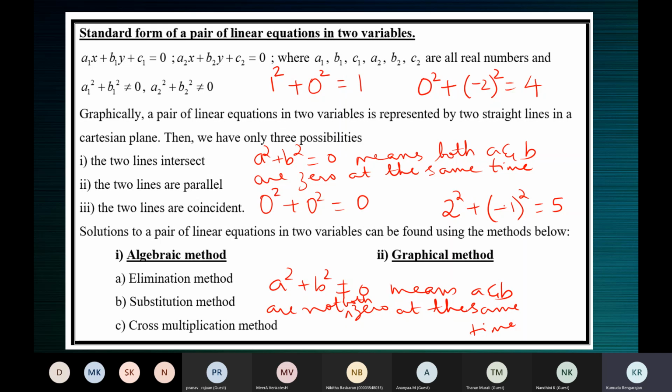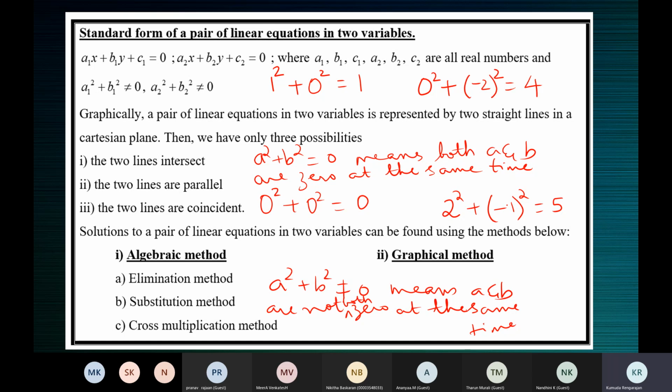When will the value be 0? When will a square plus b square be 0? Only when both of them are 0. a is 0, b is also 0. Then a square plus b square is equal to 0. If one of them is 0, or they take different values, a square plus b square will not be equal to 0. That is the condition.